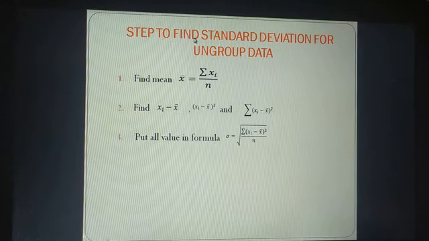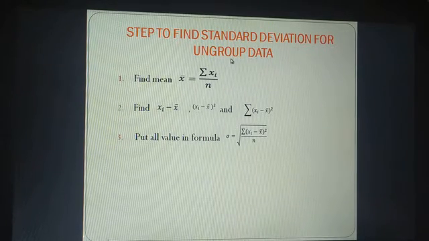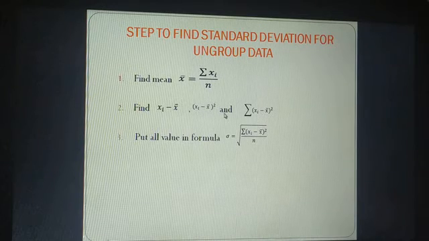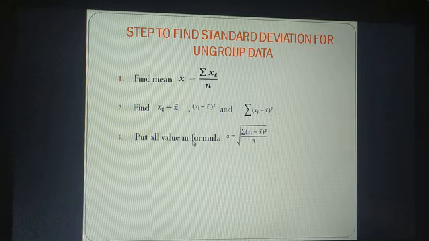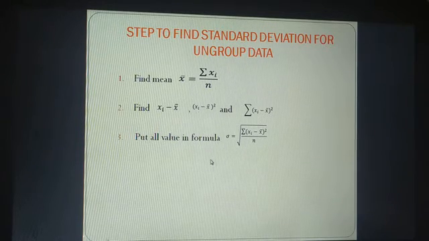Let's see the steps to find standard deviation for ungrouped data. In the first step we find the mean: x bar is equal to sigma xi upon n. Then find (xi minus x bar) square and sigma (xi minus x bar) whole square. Put all these values in the formula of standard deviation: sigma is equal to under root of sigma (xi minus x bar) whole square upon n.